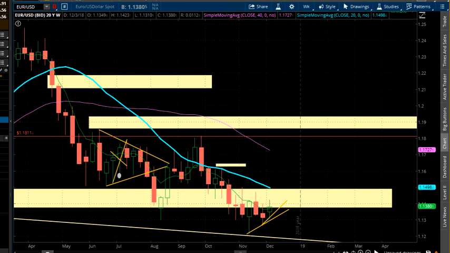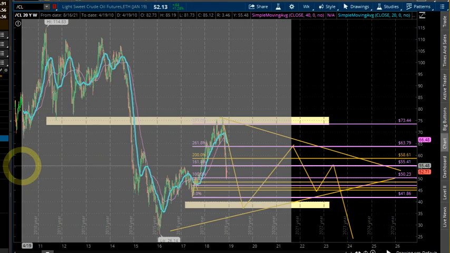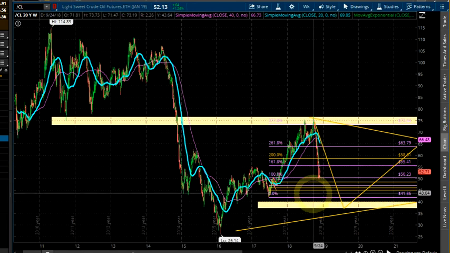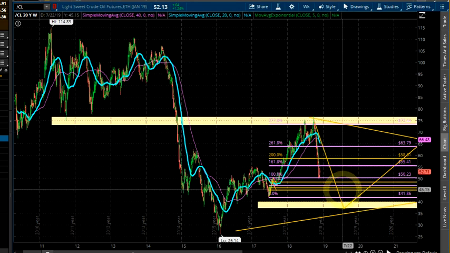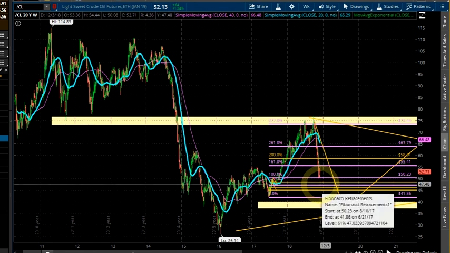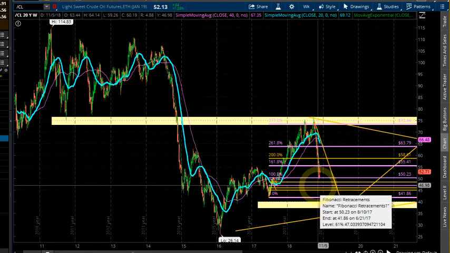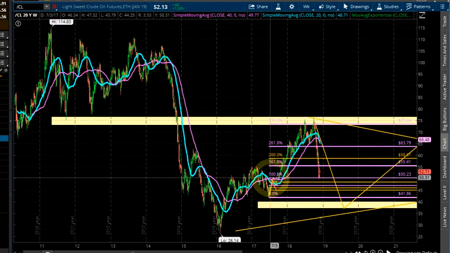Let's look at oil. Oil's just been in a nosedive, and of course you're hearing a lot about OPEC and this kind of thing, and really none of this matters. Oil is largely a financial investment, and therefore it trades, even though it's a commodity, very much like a financial investment.